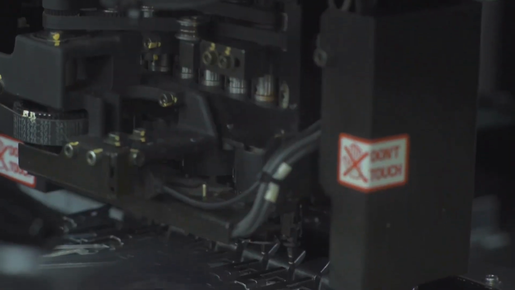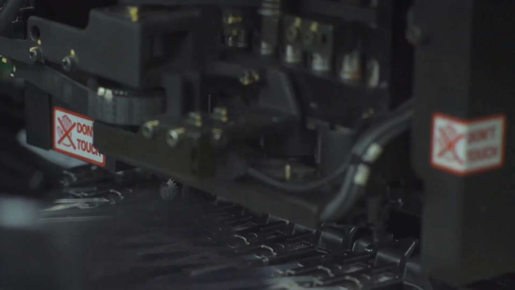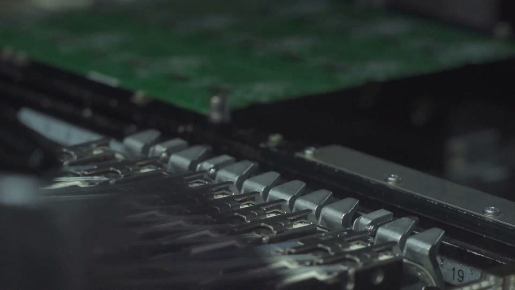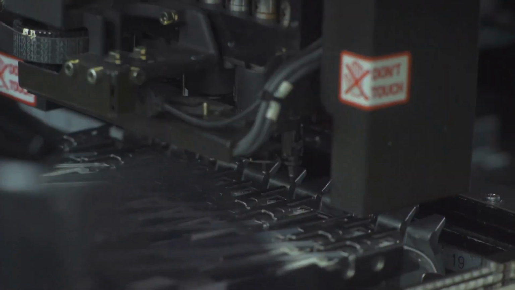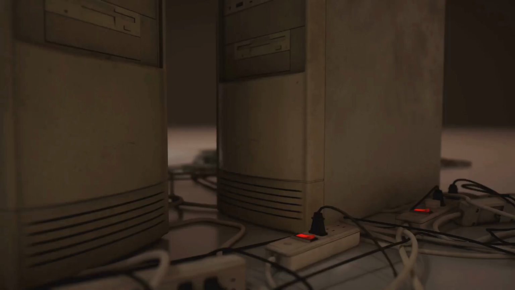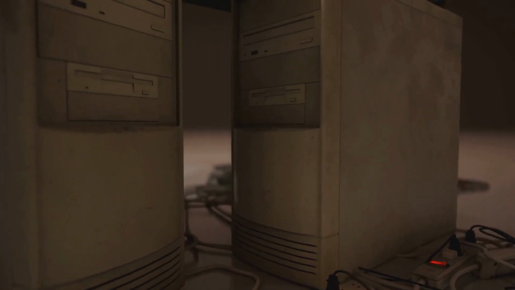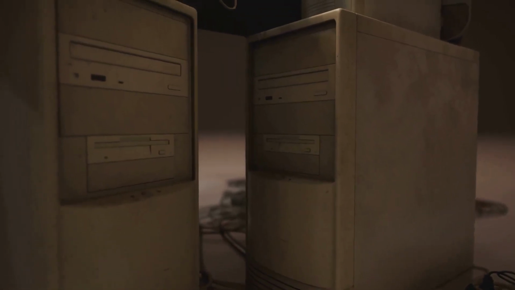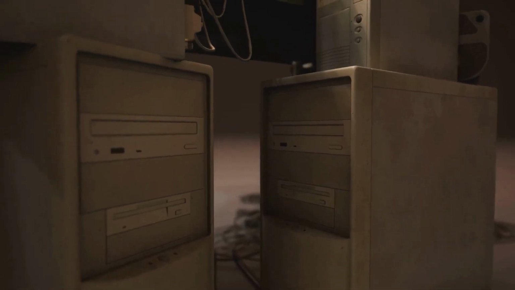transistor. The 1950s heralded the era of the transistor, a tiny device that would forever change the face of computers. Transistors replaced vacuum tubes, offering a more reliable, smaller, and energy-efficient solution. They were the building blocks that allowed computers to shrink from room-sized giants to desktop-friendly devices.